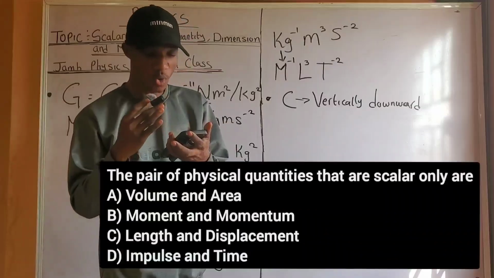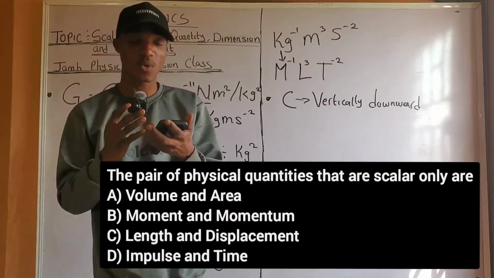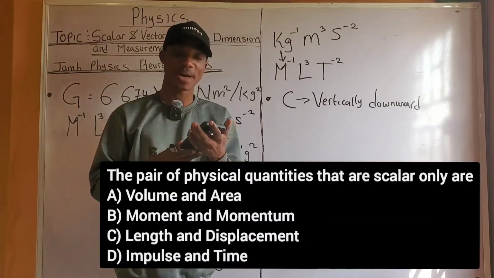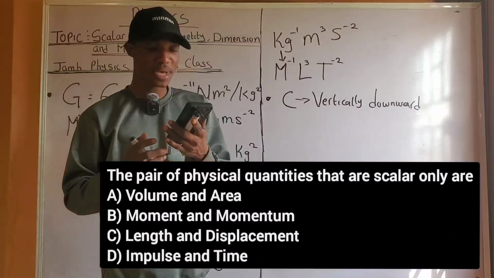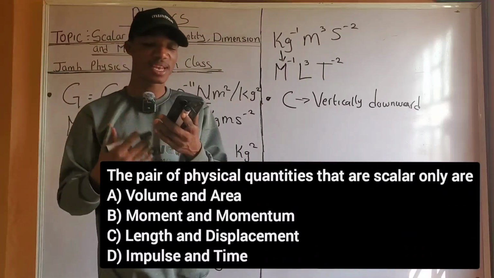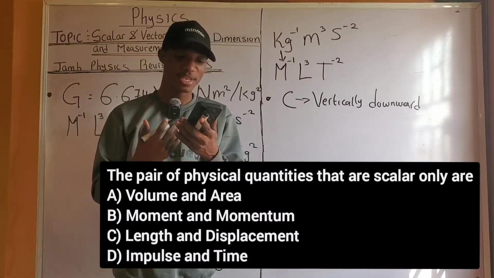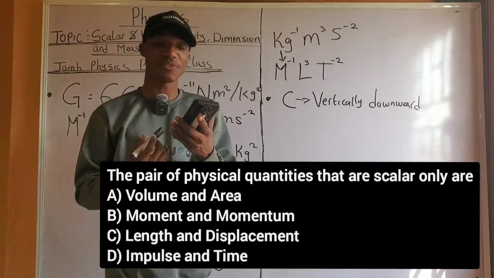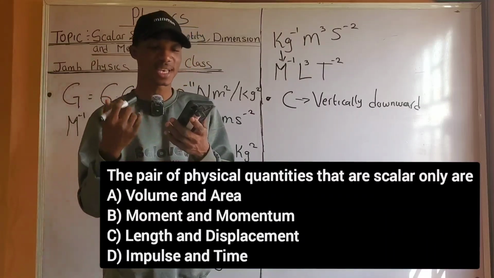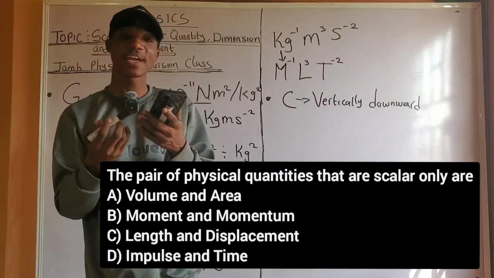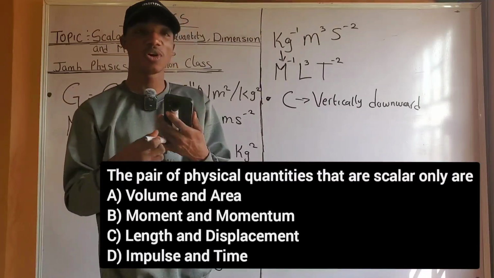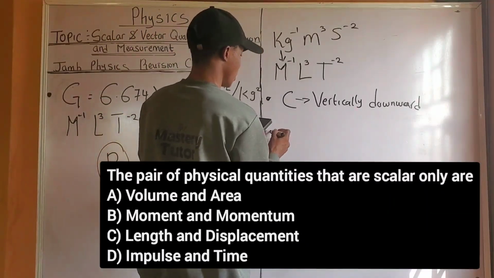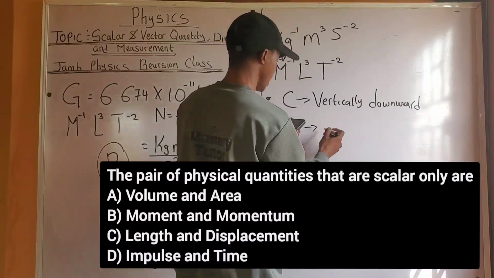The pair of physical quantities that are scalar only are A. Volume and area, B. Moment and momentum, C. Length and displacement, D. Impulse and time. Okay, now if you look at the first option there, volume and area, volume is a scalar quantity. Likewise, area is a scalar quantity. So therefore, the correct option is option A. For that question, option A is correct.